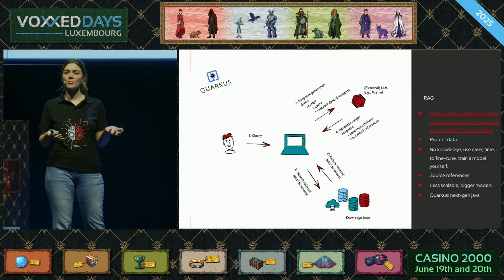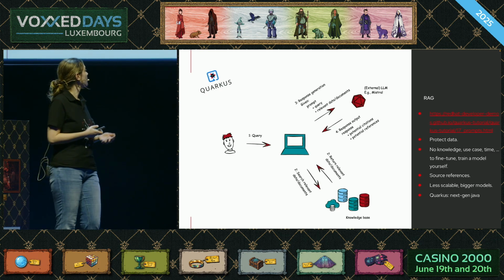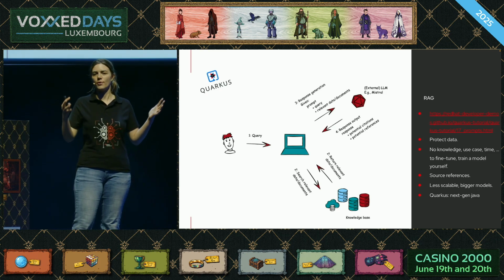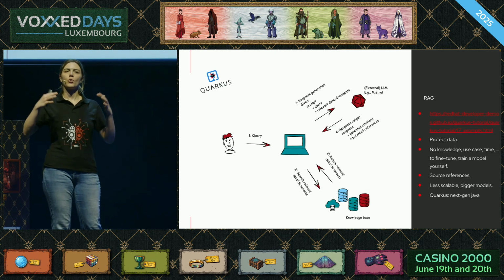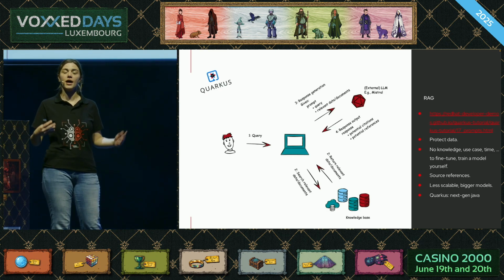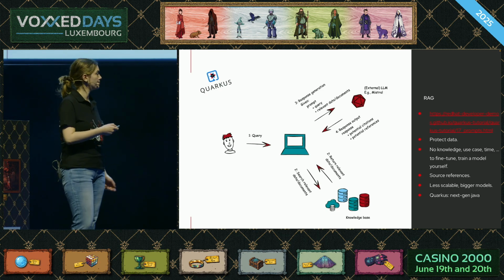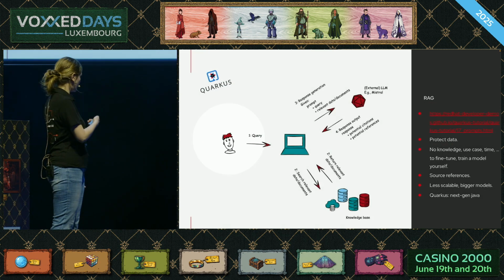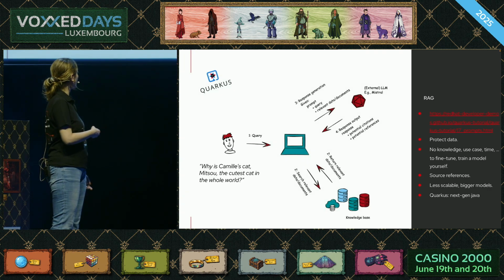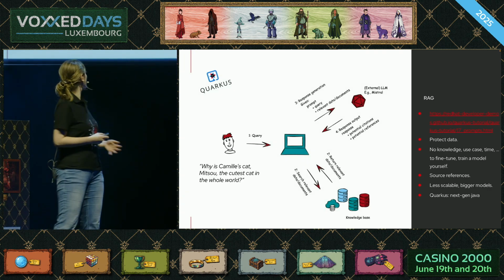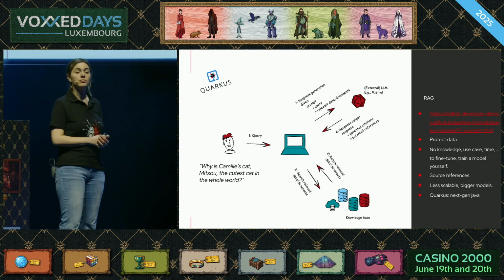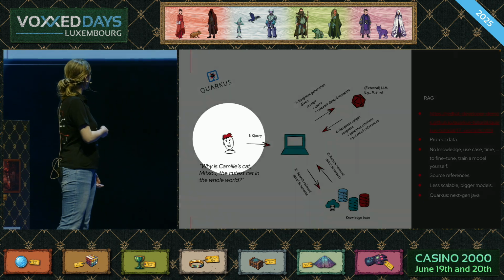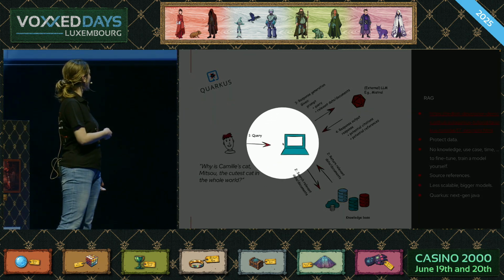So now let's talk about what really is RAG. RAG is short, as I said before, for Retrieval Augmented Generation. So we augment the knowledge of the model. How do we do this? Let me go through it. First, the user gives a query, and the query would be, why is Camille's cat, Mitsu, the cutest cat in the whole world? And this query, we send it to the application.